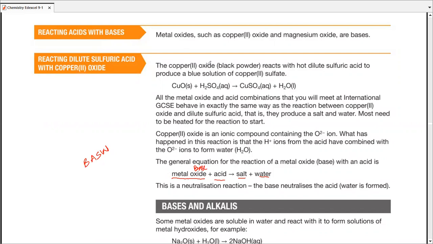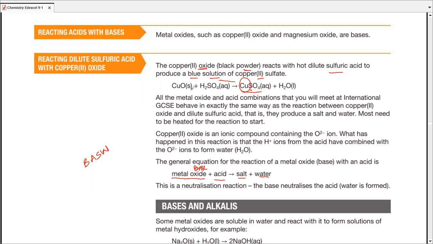Taking a specific example of copper oxide, which is a black powder, it reacts with hot dilute sulfuric acid and produces a blue solution of copper sulfate. Now, as soon as you see a transition element, you see the solutions are not colorless anymore. It's a blue solution. That's the best part about transition elements. You know that most of their salt solutions are going to end up as colored and not colorless.